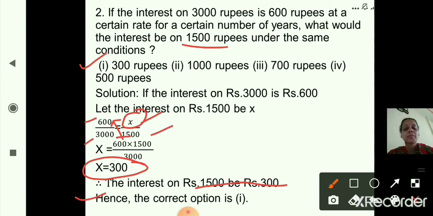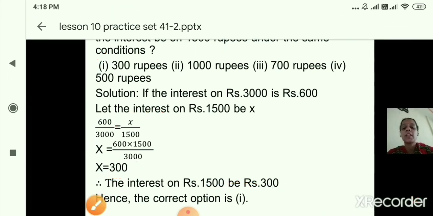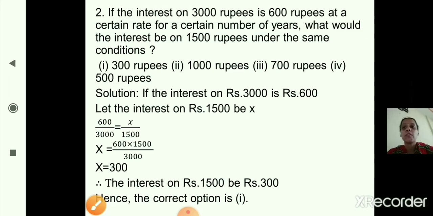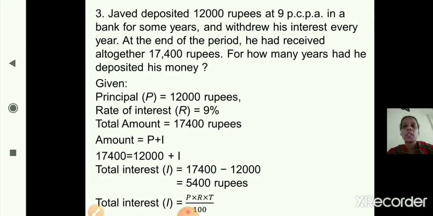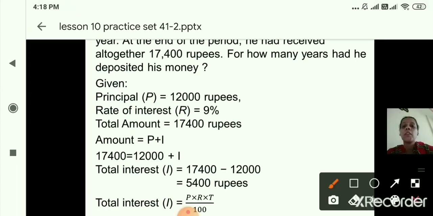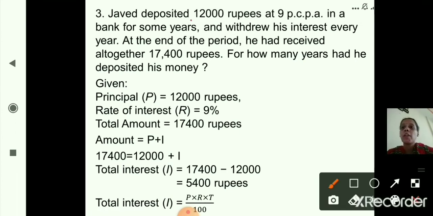Now we'll start with the next sum, that is question number 3 from practice set 41. Javed deposited 12,000 rupees at 9% per annum in a bank for some years. Now what is given? Principal is given, deposited money means that is principal, 12,000 is principal, 9% per annum, that is rate of interest, in a bank for some years. Now time period is not given, that we have to find out. And he withdrew his interest every year. At the end of the period he had received altogether 17,400 rupees. Now this is the amount, that is A.